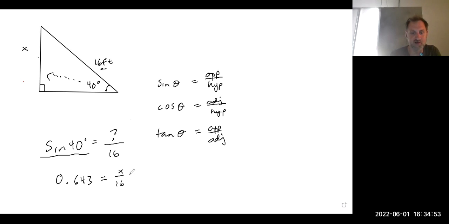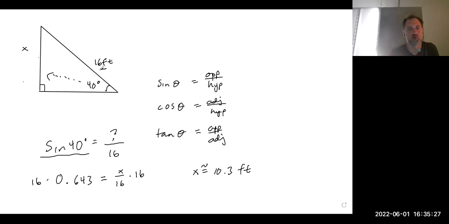From there, just a very simple algebraic problem, inverse operations. I'm dividing by 16 here, so I multiply by 16. So x equals 16 times 0.643. This is not the kind of problem where you would need to answer exactly. So I'm looking at about 10.3 is my missing side, and it's feet because that was the units of the original thing. Okay, so that's an example of how we use sine in context.